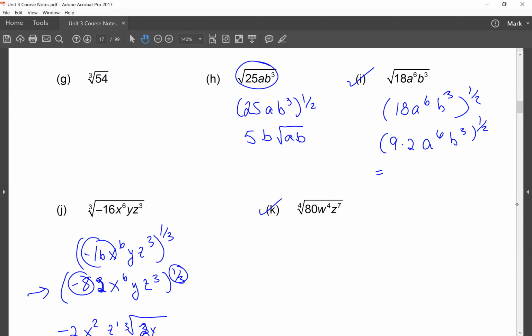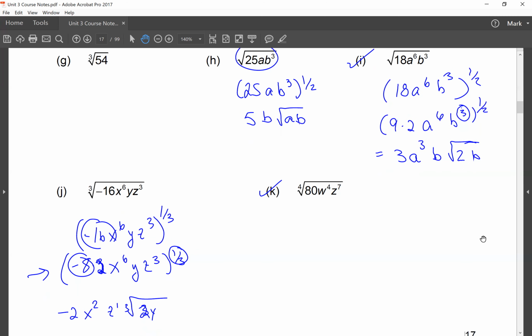So 9 is a perfect square, so I can remove that or take that away from the square root. So that would become a 3. A to the power of 6, that would just be A cubed. We could remove B from this, and then what we would be left with is 2 and 1 B. Notice I can remove 2 B's from this, but that will leave 1 left over.